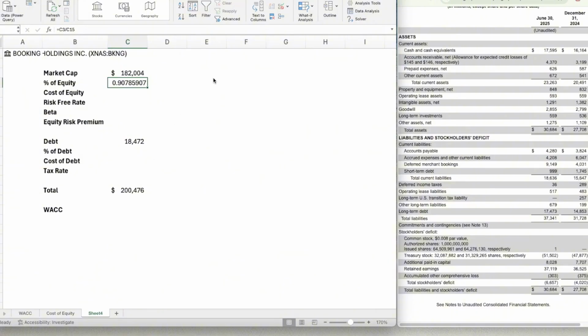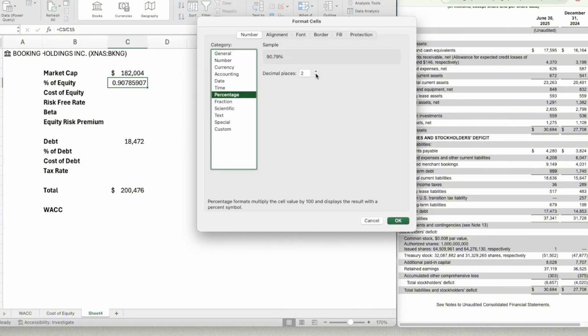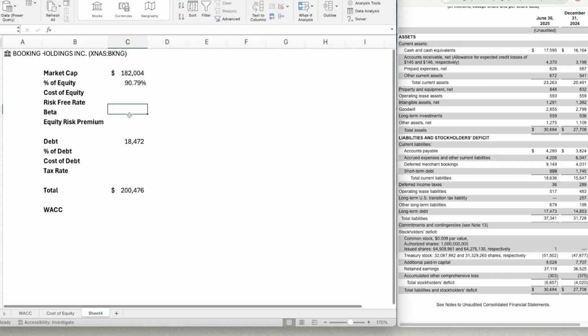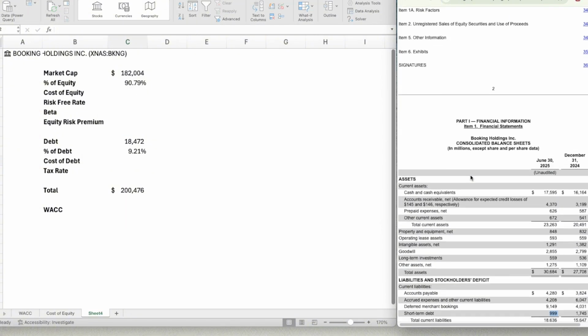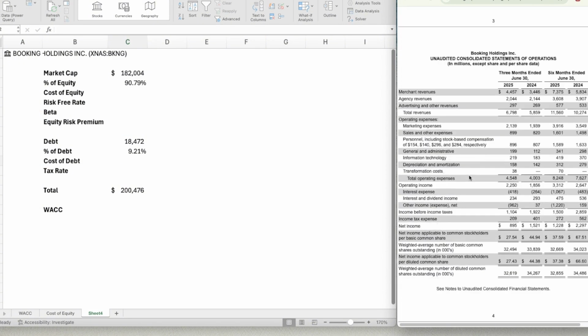Let's put the percentage. Okay, yeah, let's have it to 2 decimal places. Then we want the percentage of debt to be the same thing again. The debt divided by the total gives us the percentage of debt, and we just reformat it. There we go.